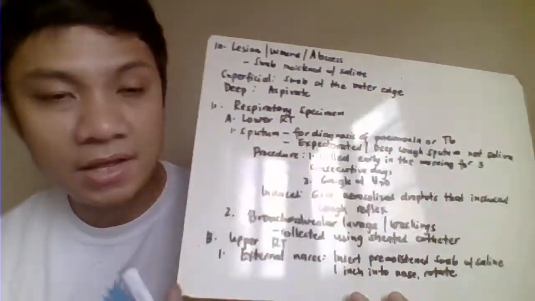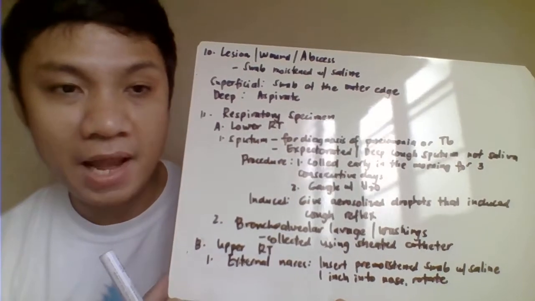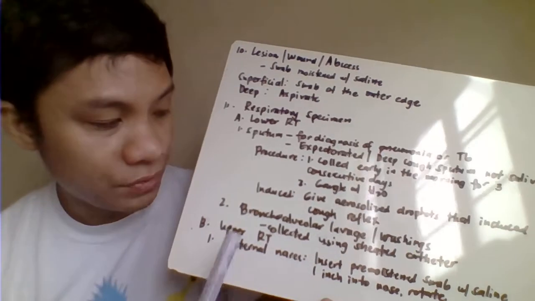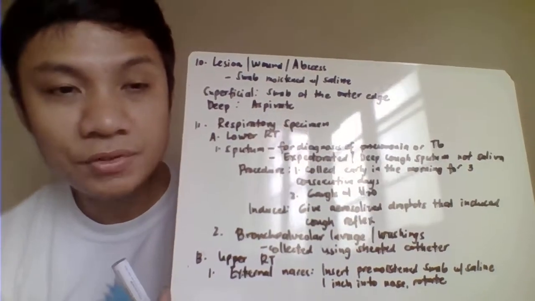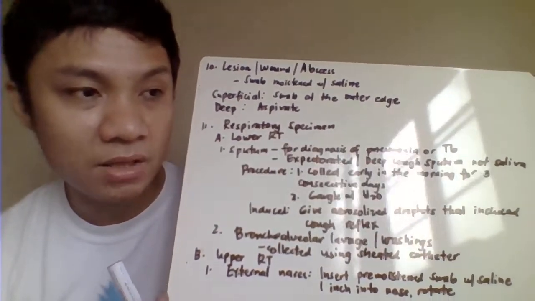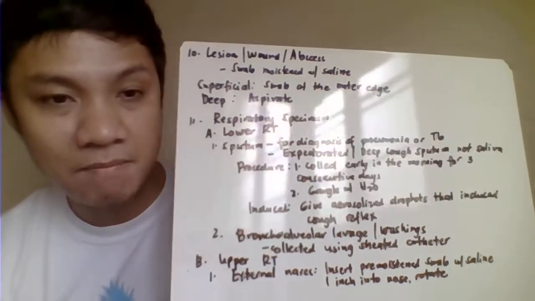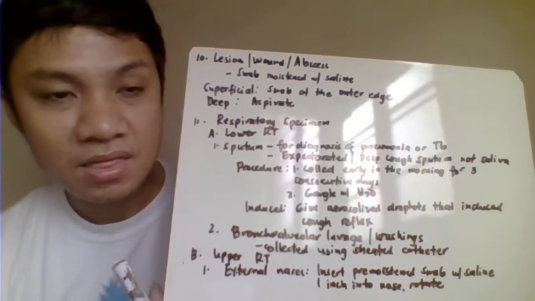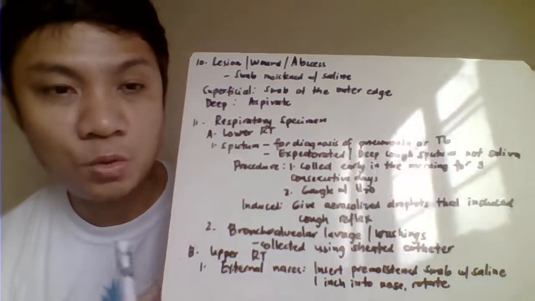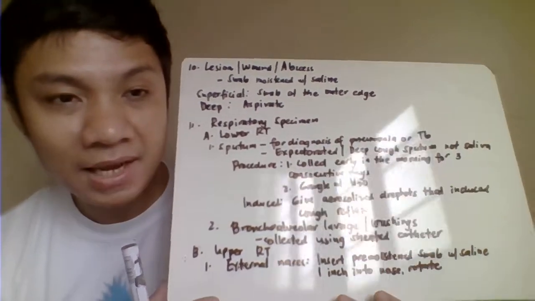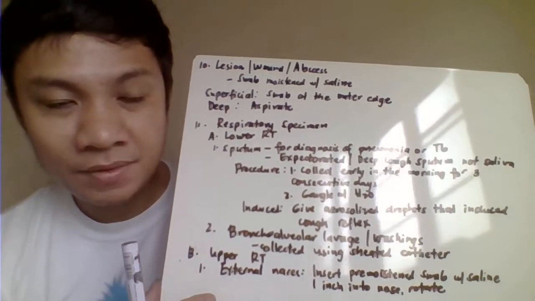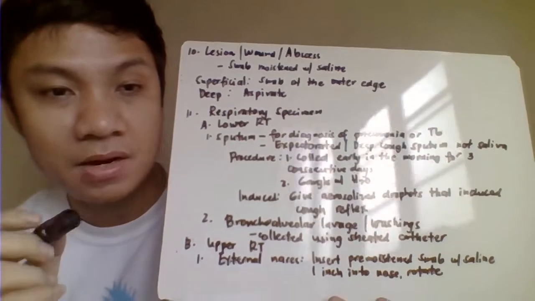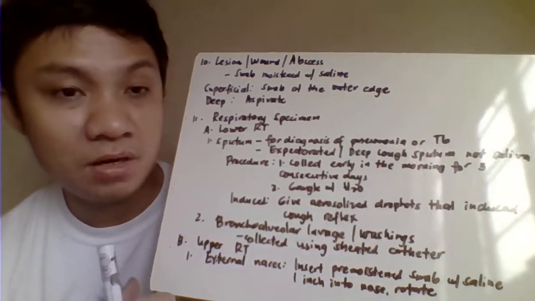Okay, then we have here another way for those who are not able to collect the specimen by expectorated. So you could also have your induced. Induced collection here is by giving the patient aerosolized droplets that try to induce the cough reflex that would allow the patient to collect the specimen. But then again, kung induced ang specimen ni patient, then you need to indicate that in the result form for the proper interpretation of the result.